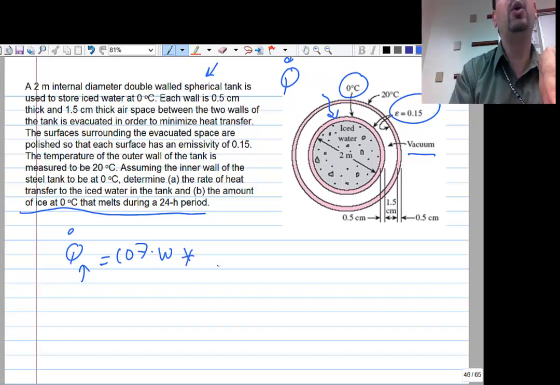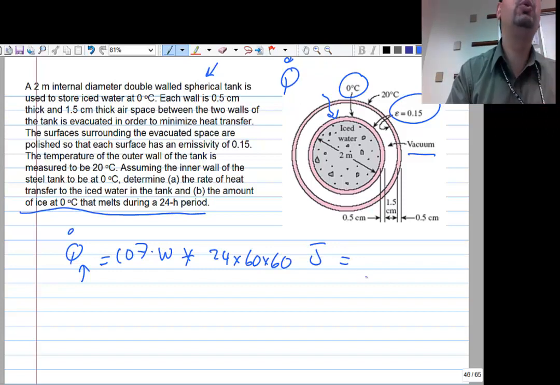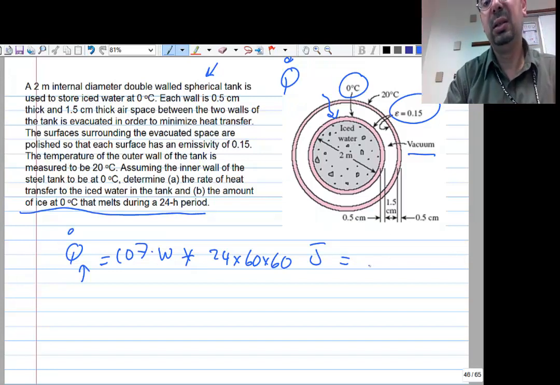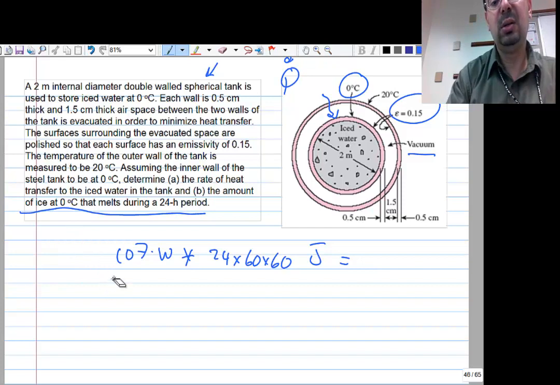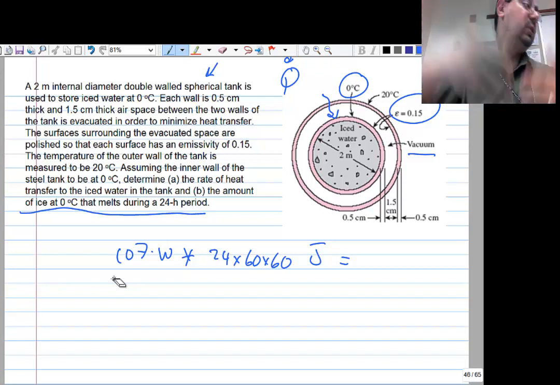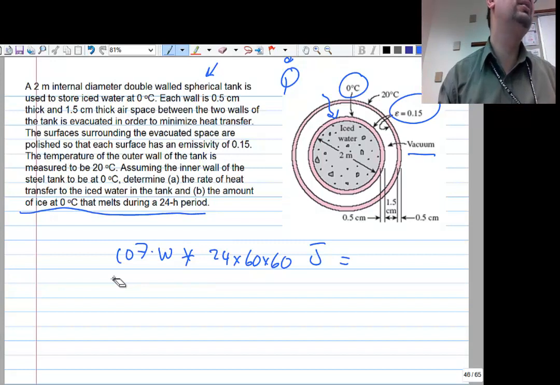So to get how many joules during the 24 hours, I should multiply it by 24 times 36. Excellent. And so this is how many joules will come in. Then what's the relation between the joules coming in and the ice that will melt? This will be equal to all those joules, say 1,000 joules. How much ice will you melt with that?